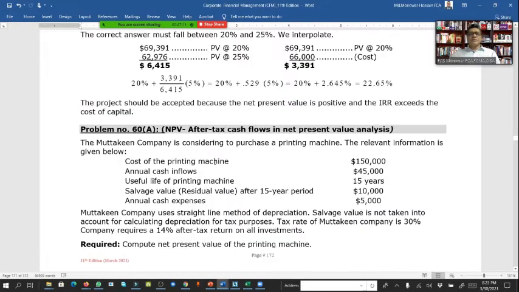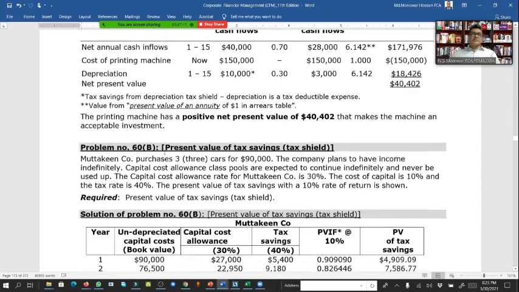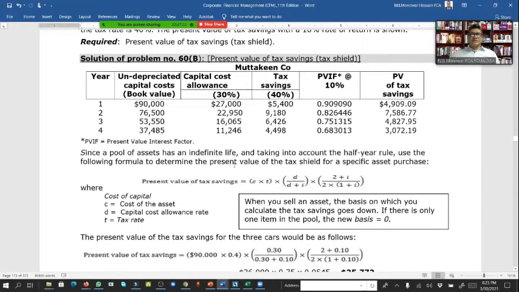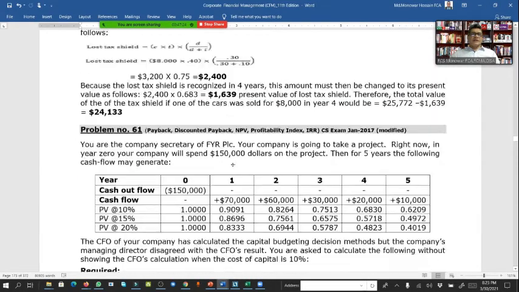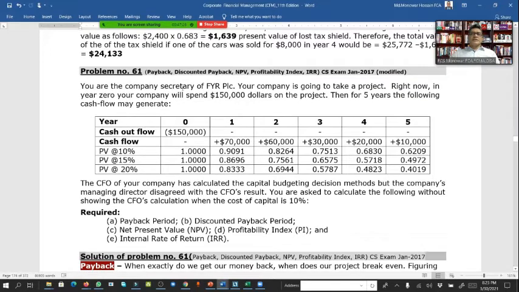Another one is NPV after tax cash flow in the net present value analysis. So here we are calculating the present value of the tax saving, the tax shield. And this one also, here is a math. This one times this math is your exam January 17, just modified something.